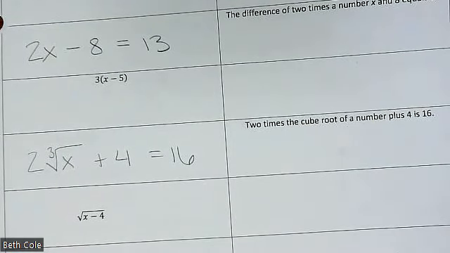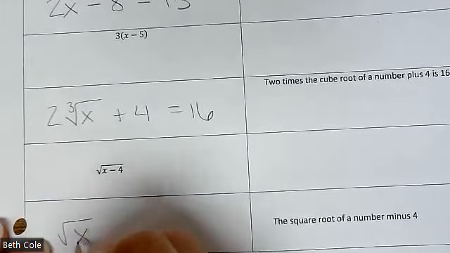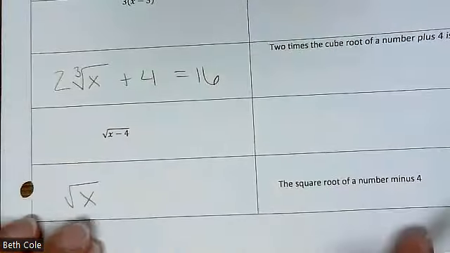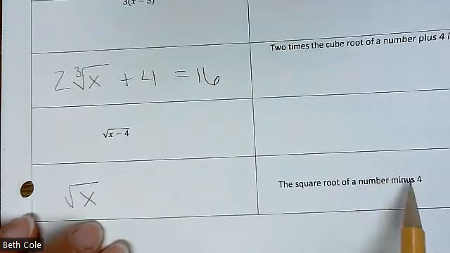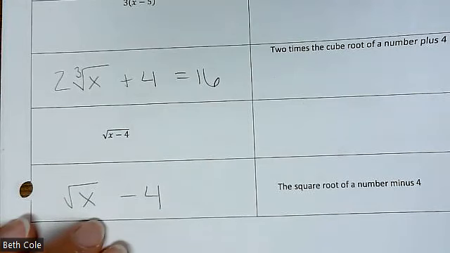And then last one in this column. Square root of a number, so that would look like that, square root of x. And then just -4. So that was going from words, like the verbal statement, into symbols.